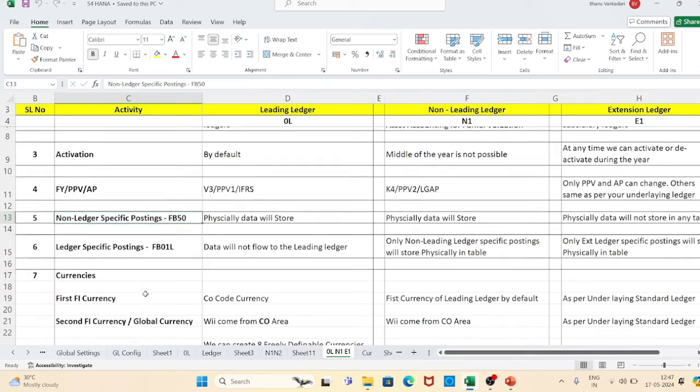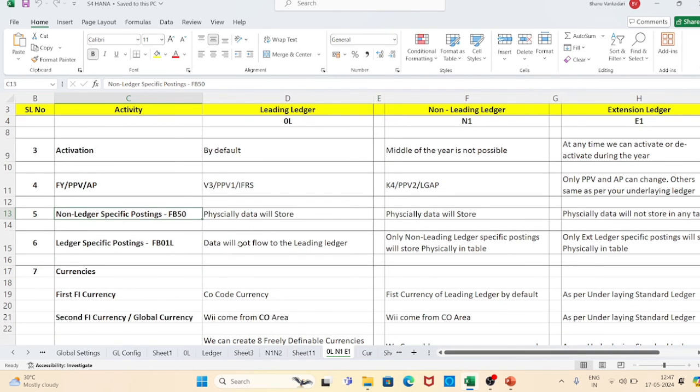Next, non-ledger specific postings in FB50. If you post any non-ledger specific postings, that is general data, in FB50, the leading ledger will physically store the data, and the non-leading ledger will also physically store the data in ACDOCA. But in the extension ledger case, the data will not be physically stored in any table.